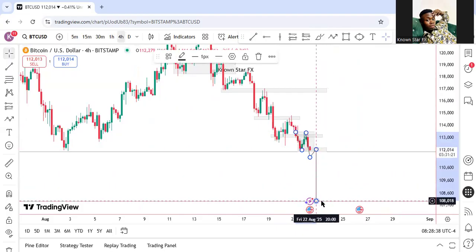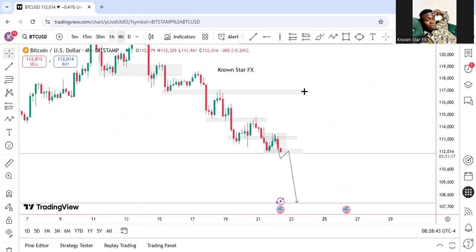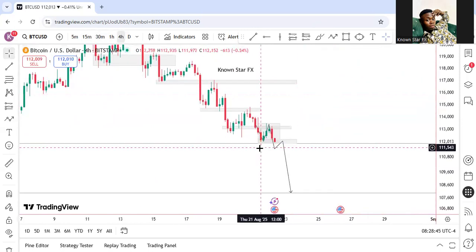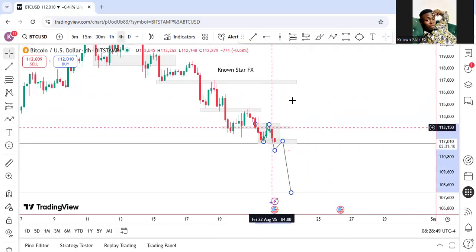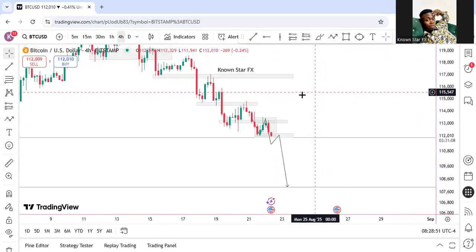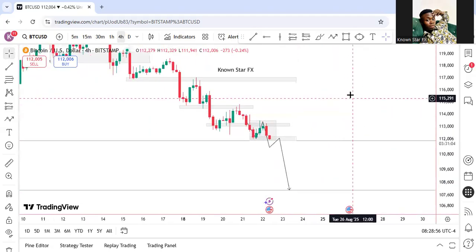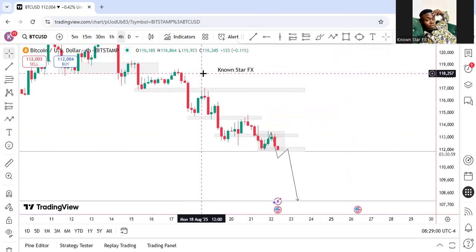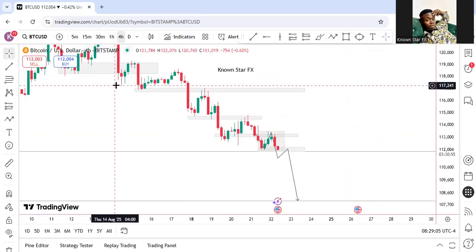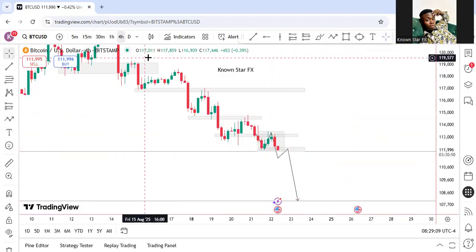So if we get a break of this swing low, we just wait. That's basically giving us an indication that the market is still strongly bearish. We don't sell immediately like that, unless you are a breakout trader. We wait for corrections into the entry zone, and you get your perfect entry from here.